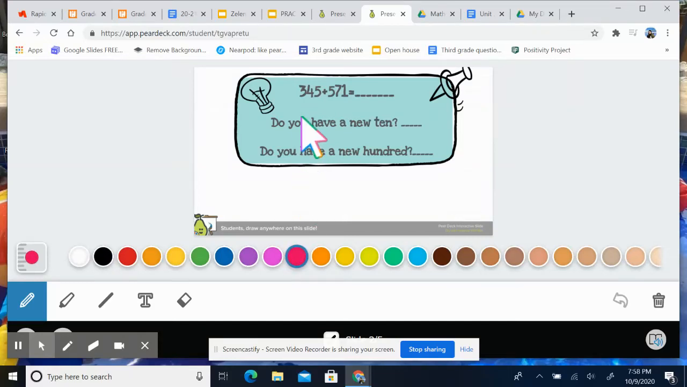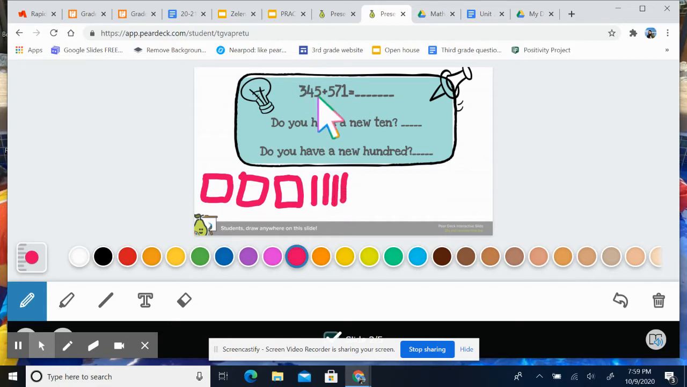First, I look at the problem and I look at my first number and I represent my hundreds with boxes. So I will need 3 boxes to represent 300. I want 4 10 sticks to represent 40 and 5 ones.